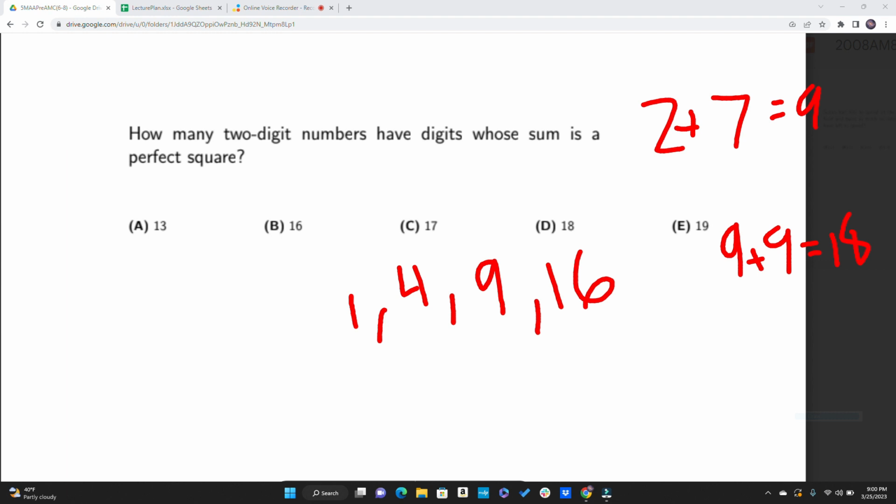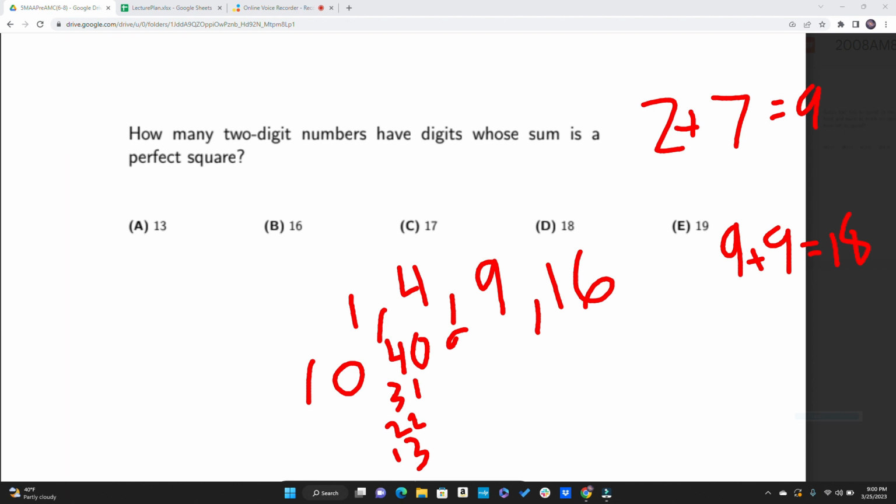So what two-digit numbers are going to add up to 1? Well, there's only one example, right? That'd be 1 plus 0. So 10 is our only example. Okay, next is 4. Again, just like 1 and 0, we have 4 and 0. Then we could do 3 and 1, 2 and 2, 1 and 3. Right? We can't do 0 and 4 because 4 is a one-digit number, right? Because that's the same as just 4.